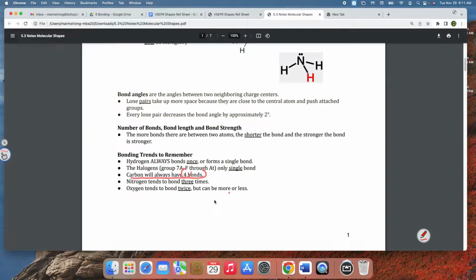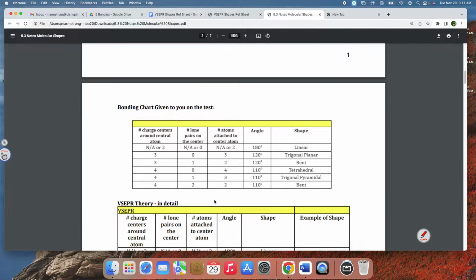Carbon will always have 4 bonds. It could be 4 singles. It could be doubles or triples, a combination of. Nitrogen tends to bond 3 times, although that's not always true. And oxygen tends to bond twice, although that's not always true. But they're things to aim for if you are completely lost.